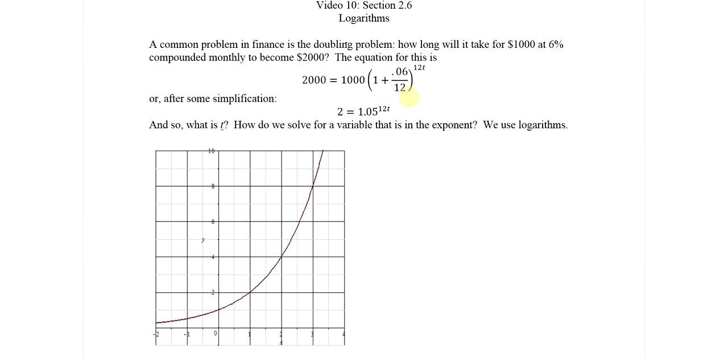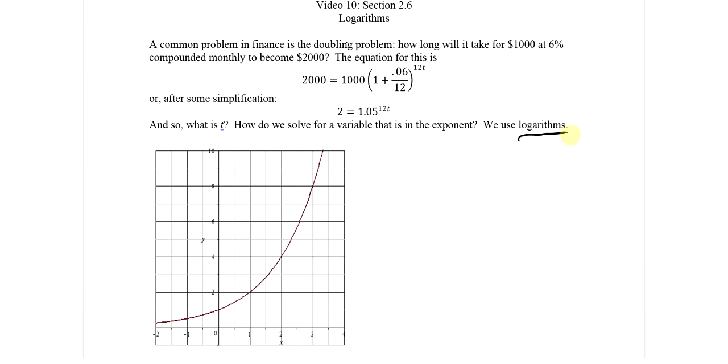Here's the compound interest formula. 2,000, we want in the future, 1,000, and we want to know what the time is, and the time is up in the exponent. And so, if we simplify it a little bit, we get this equation. 2 equals 1.05 to the 12t. What's t? That's what we want to know. How do you get a variable that's in the exponent? We haven't seen how to do this yet. And how do we do that?